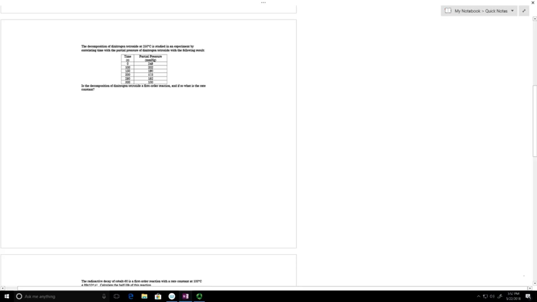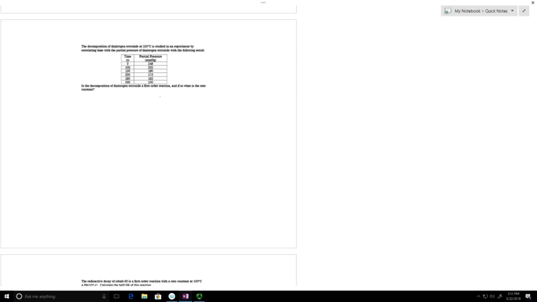So we're presented with a problem where the decomposition of dinitrogen tetroxide, which would be N2O4, at 250 degrees Celsius is studied in an experiment by correlating time with the partial pressure of dinitrogen tetroxide with the following results. We're given the time that has elapsed as well as the partial pressure. And we're asked whether the decomposition of dinitrogen tetroxide is a first order reaction, and if so, what is the rate constant?